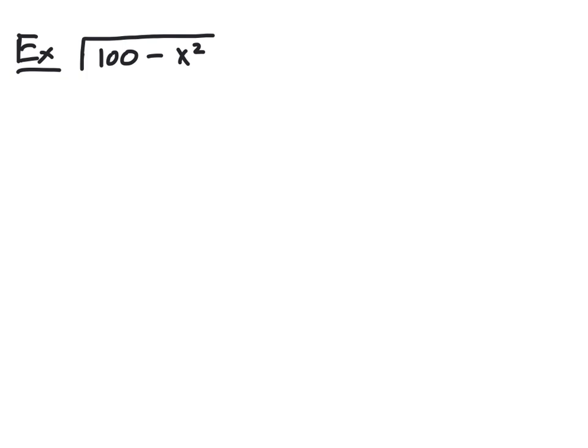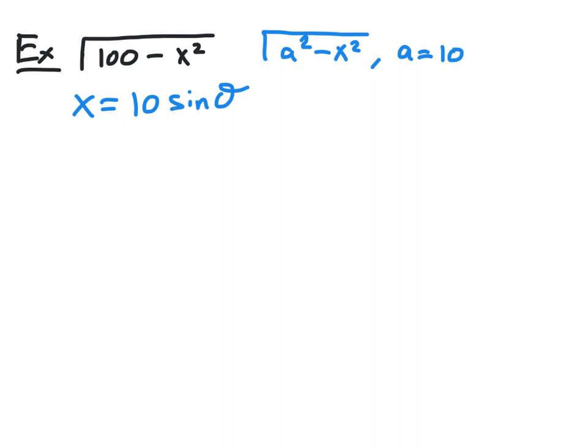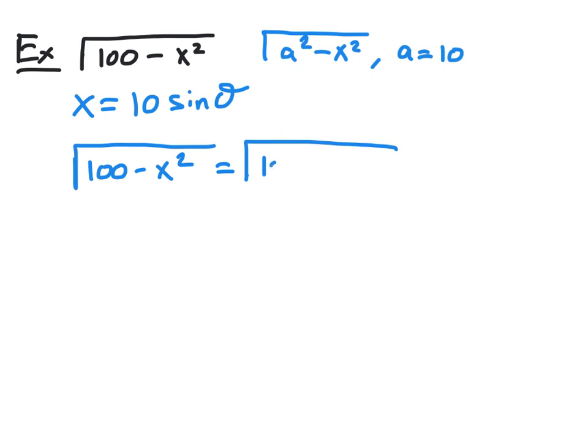Here, let's look at the square root of 100 minus x squared. So we notice right away that this has the form a squared minus x squared, where a is going to equal 10, so that we get a 100 inside the square root. And by our correspondence for trig substitution, we're going to make the substitution x equals 10 sine of theta. And when we do this, we get a square root of 100 minus x squared. This will equal 100 minus the quantity 10 sine theta squared.